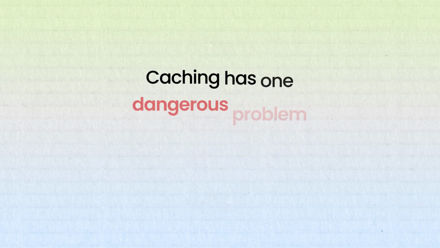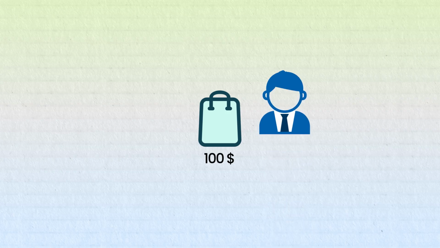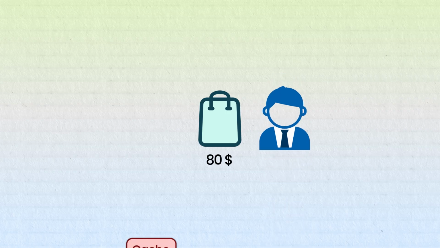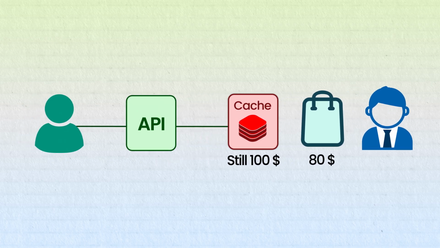Important warning you need to be aware of. Caching has one dangerous problem: old data. For example, imagine you cache a product price, the old price is $100. And then an admin updates the price to 80, but your cache still has 100. Now your API is fast, but it is returning the wrong data. A fast wrong answer is still a bad answer.